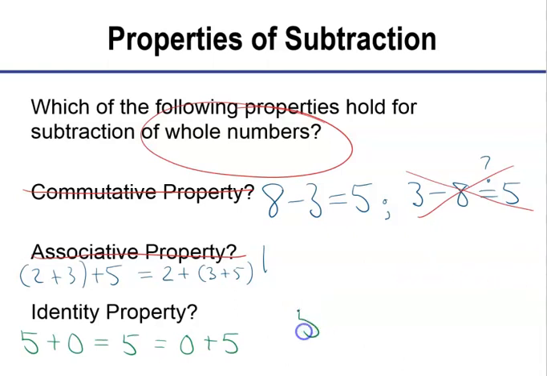But if we take 5 minus 0, it looks like we have an identity property because 5 minus 0 equals 5. But the identity property says you have to be able to do that the other way also. So 0 minus 5 is not equal to 5. So it turns out we do not have an identity property for subtraction. Even though 5 minus 0 equals 5, we don't have that commutative situation where we could also say 0 minus 5 is equal to 5. So no commutative, no associative, no identity property for subtraction.